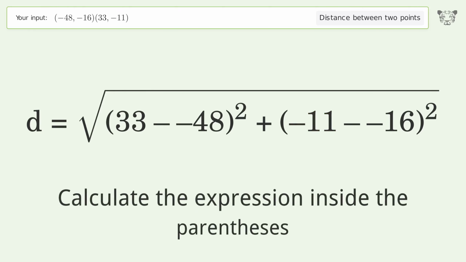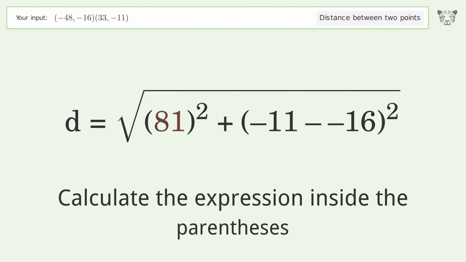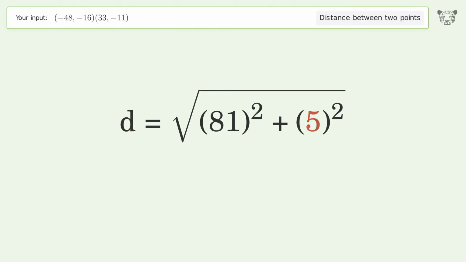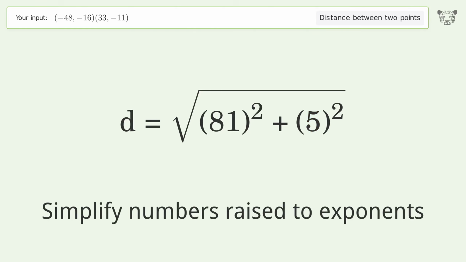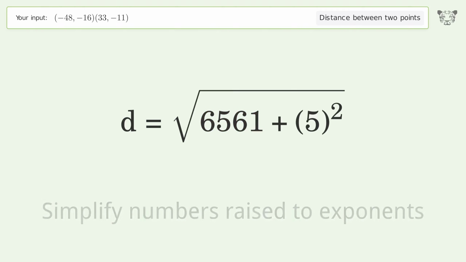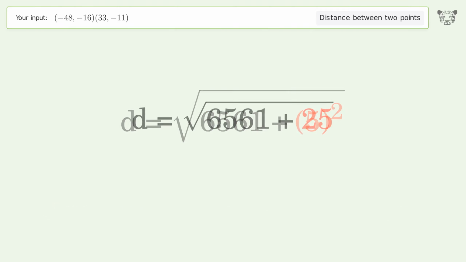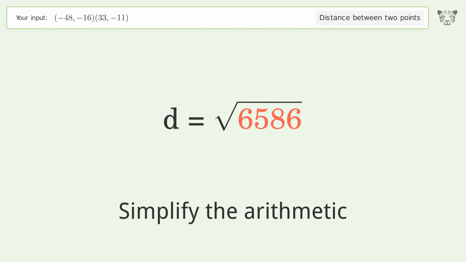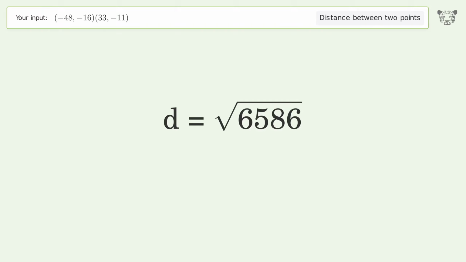Calculate the expression inside the parentheses. Simplify numbers raised to exponents. Simplify the arithmetic. And so the distance between the 2 points is the square root of 6,586, or 81.154.